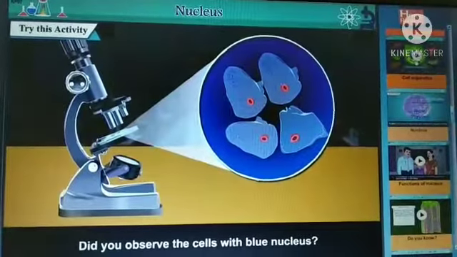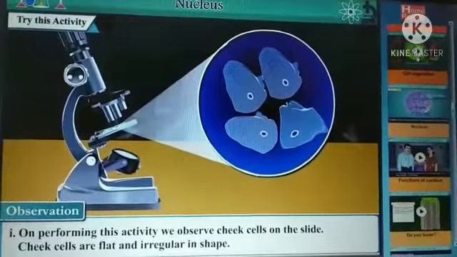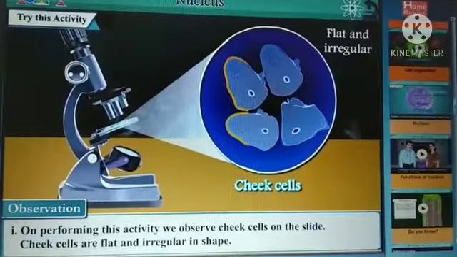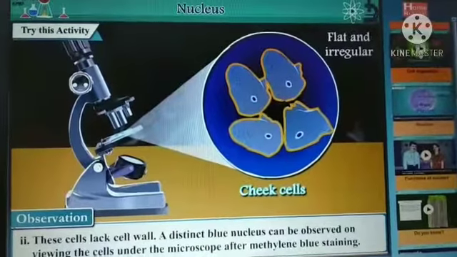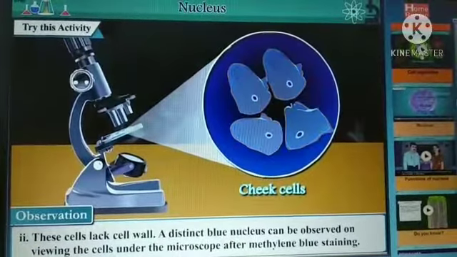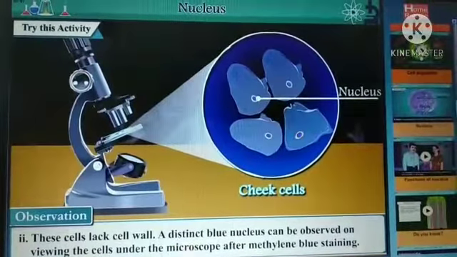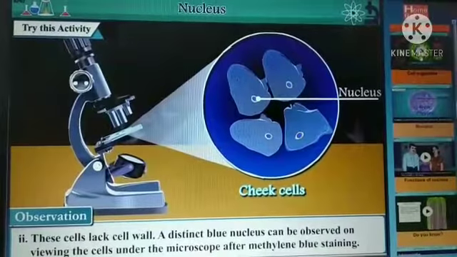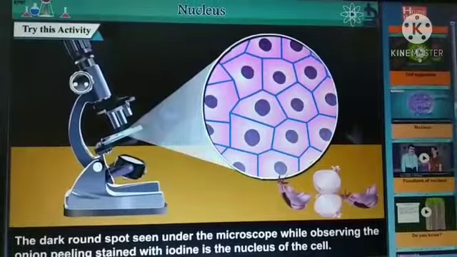Did you observe the cells with blue nucleus? Observation. On performing this activity, we observe cheek cells on the slide. Cheek cells are flat and irregular in shape. These cells lack cell wall. A distinct blue nucleus can be observed on viewing the cells under the microscope after methylene blue staining. See, you can see the cheek cells.